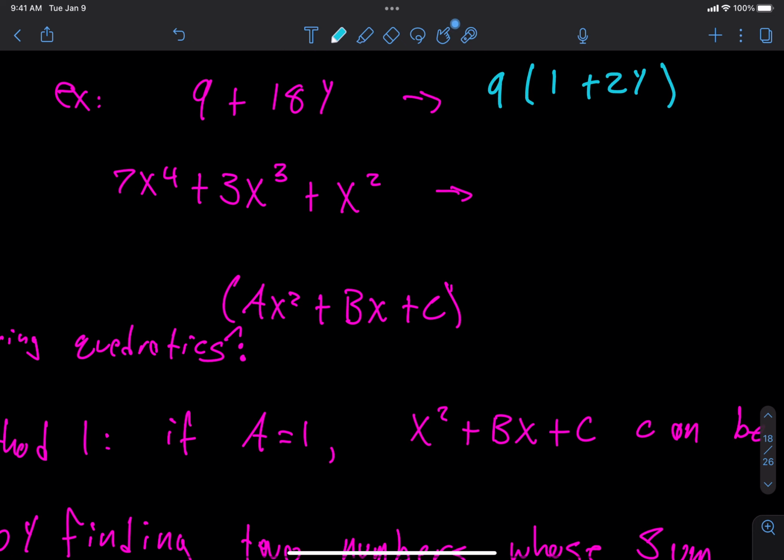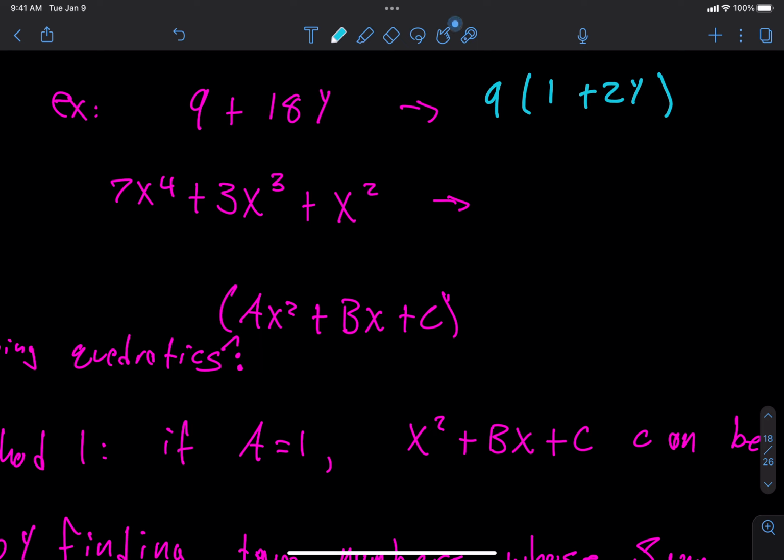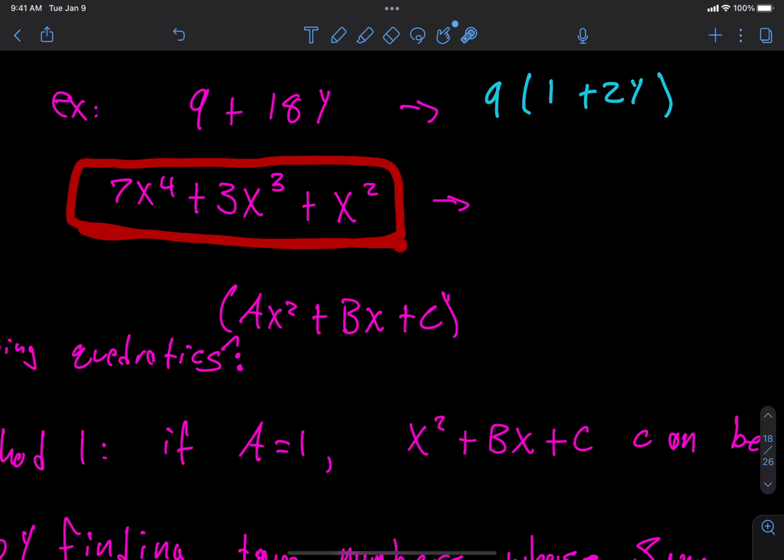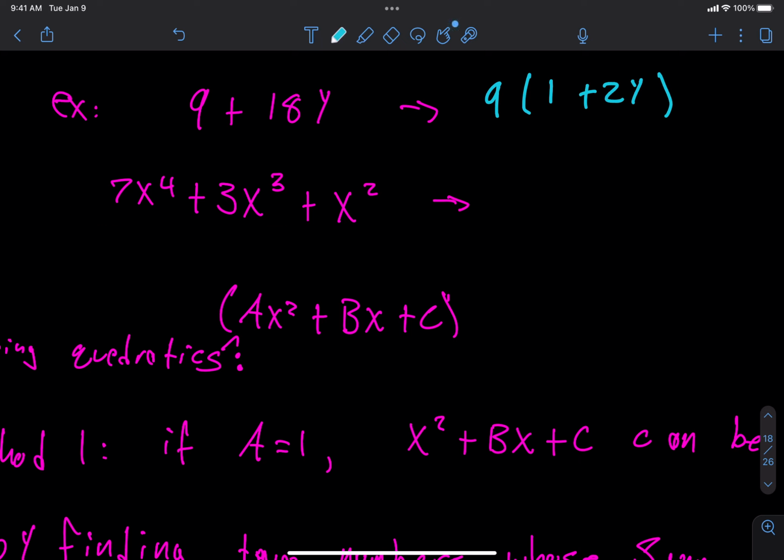And we can also do it with like powers of x is what this one is getting at. So what's the common factor between all of these three terms? The largest common factor. We can take an x squared out of each of them, right? Okay, so in that case, I'm going to get x squared, and someone help me out. What goes in my parentheses here? 7x squared plus 3x plus 1.